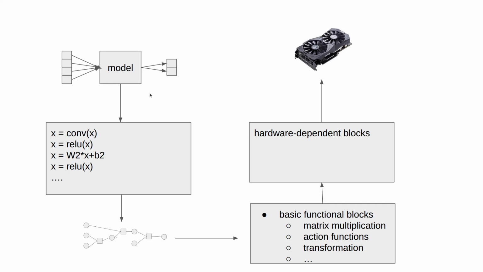Suppose we have the model here. For the model, we have some input and it will output something. The input might be, for example, for computer vision, an image. And in the model, we may use some kind of convolution or linear layer or whatever. We will provide a way to define the model here.